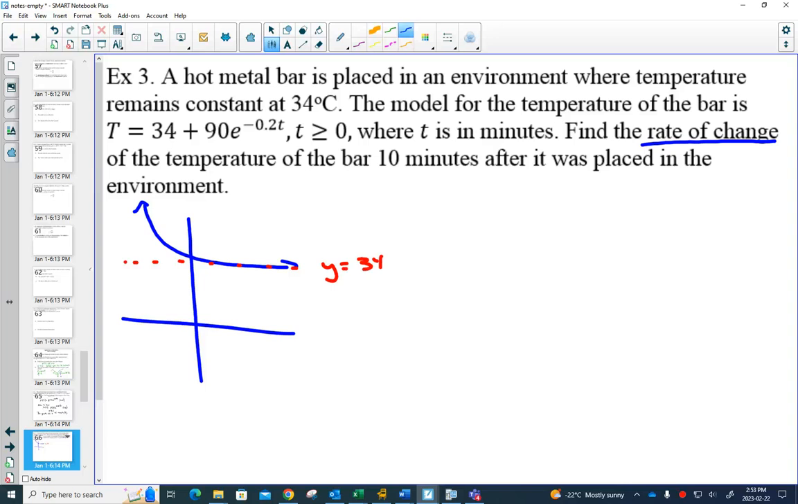Exponential graphs have an asymptote, and this graph would have an asymptote.